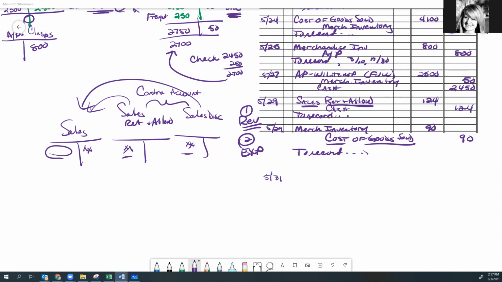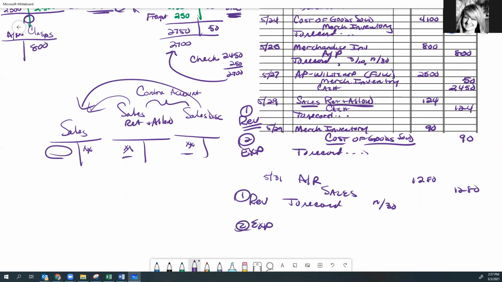So let's record the sale, and it was on account, even though there weren't any discount terms. So we're going to debit accounts receivable for $1280 and credit our sales. That's a revenue account. Crediting it makes it go up to record sales on account net 30. So they just have 30 days to pay. And then this is only the first entry. So we've recorded the revenue. And so now we need to record the expense side.